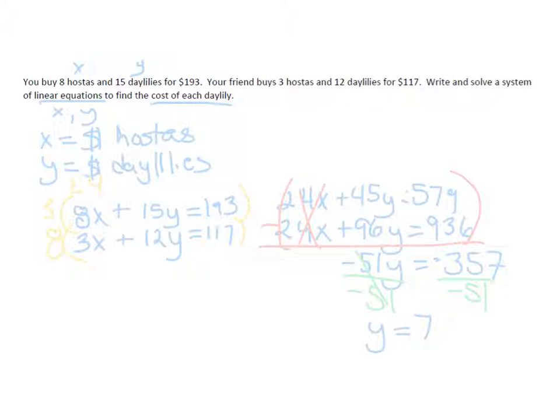So, do I need to keep going any further to find the cost of the hostas? No, because it's not what the question asked for. So, daylilies cost $7 each. And that's all you needed to do for this problem.